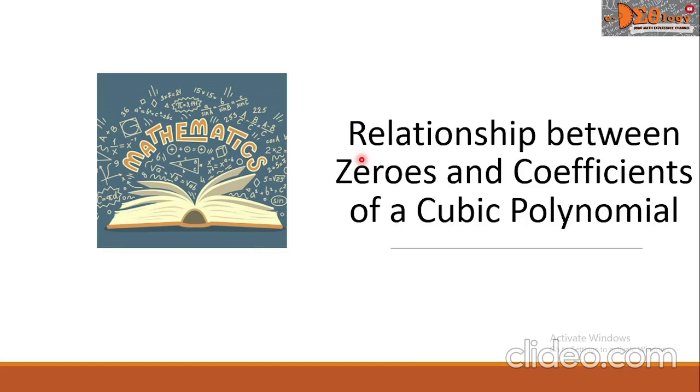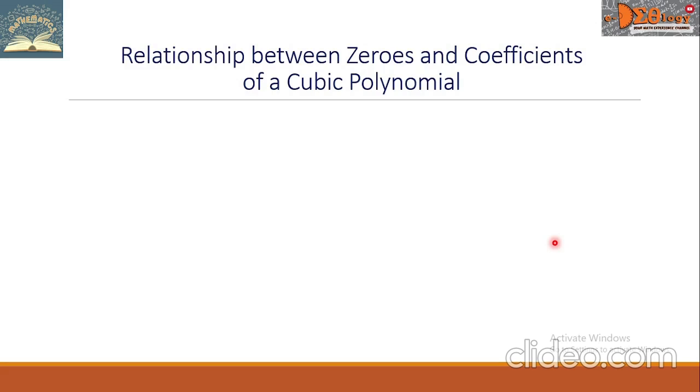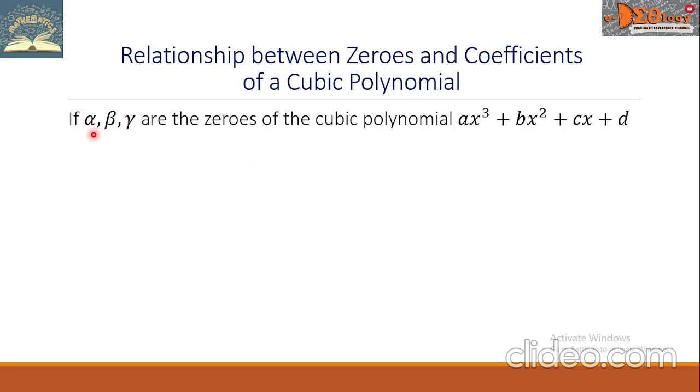Hi everyone. Today we're going to study the relationship between zeros and coefficients of a cubic polynomial. If alpha, beta, gamma are the zeros of the cubic polynomial ax cubed plus bx squared plus cx plus d, take note that a here is the coefficient of x cubed, b is the coefficient of x squared, c is the coefficient of x.